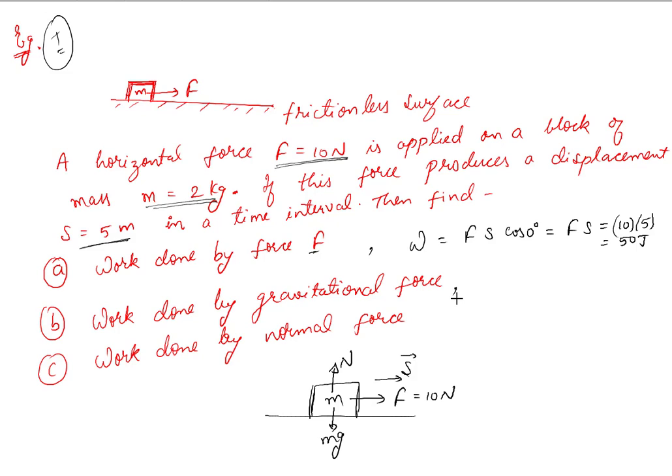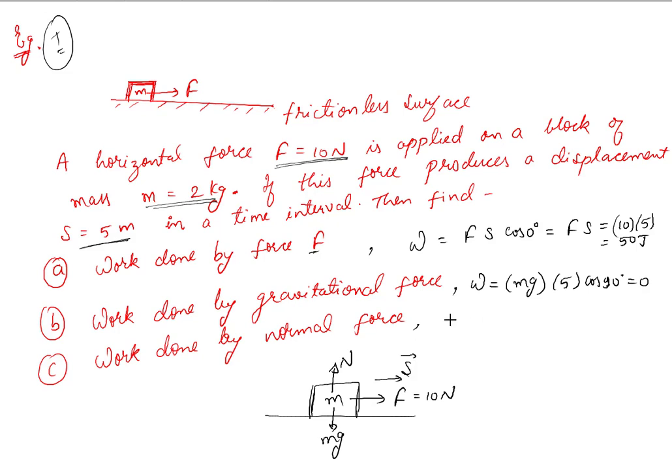For the second part, work done will be equal to magnitude of force into magnitude of displacement into cos of angle between displacement and force, and in this case angle between displacement and force mg is 90 degrees, so work done by gravitational force will also be equal to 0.